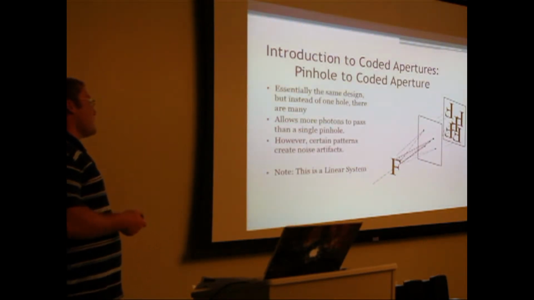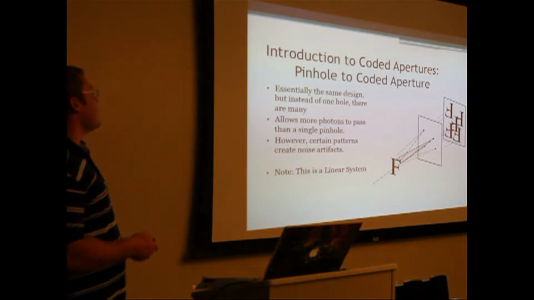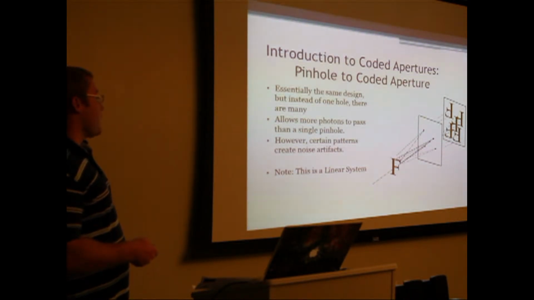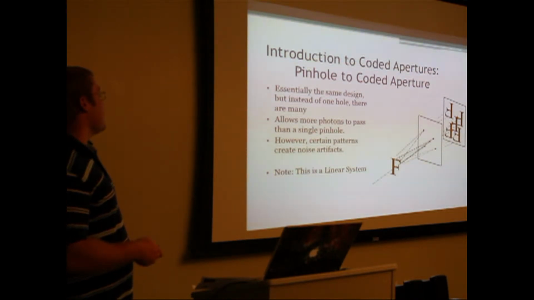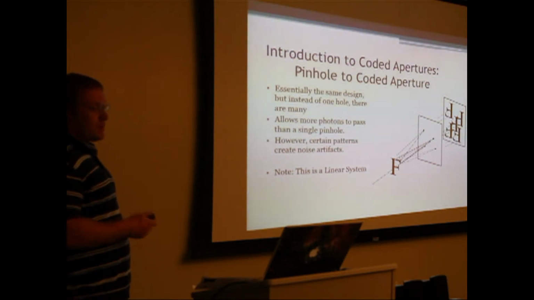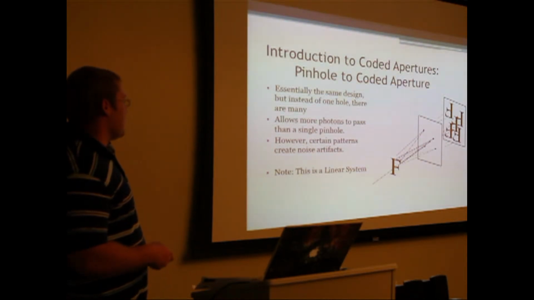So a coded aperture is essentially a pinhole camera, but instead you have a bunch of holes, and then you get a bunch of images. So it allows more photons to pass through. You can do a bunch of math to reconstruct where everything is, but certain patterns are going to create more noise. And as an object moves closer to the mask, there's going to start being more angular separations in your images. So what I wanted to do was harness those angular separations to figure out where something is, not just in X, Y, but also Z.